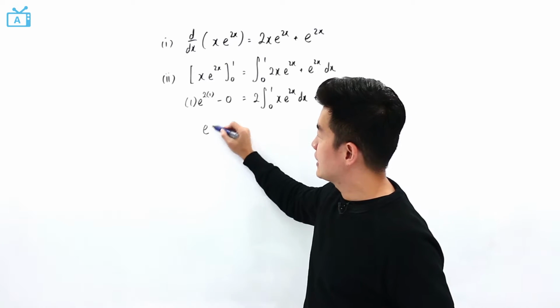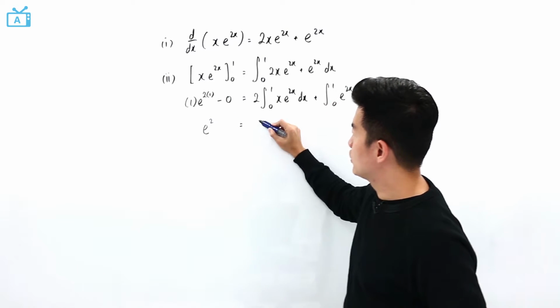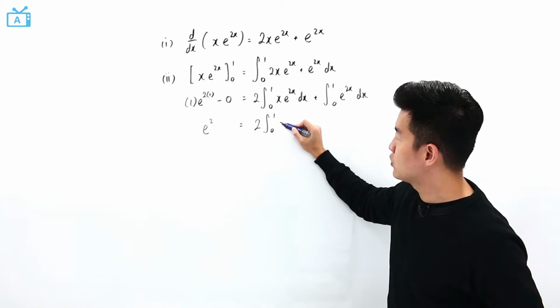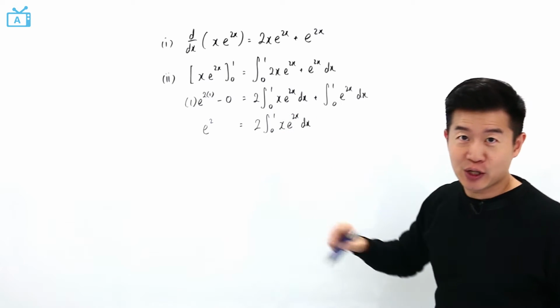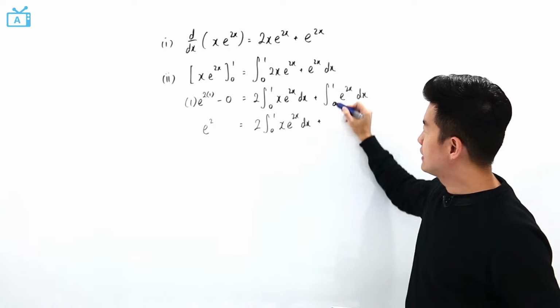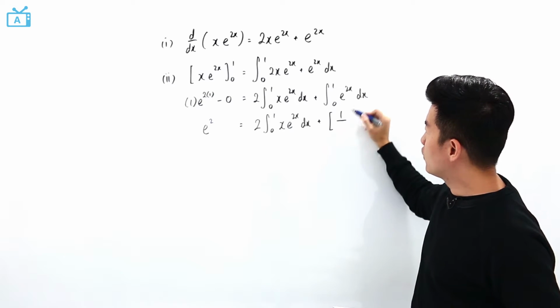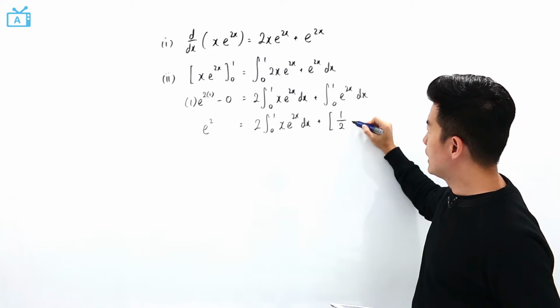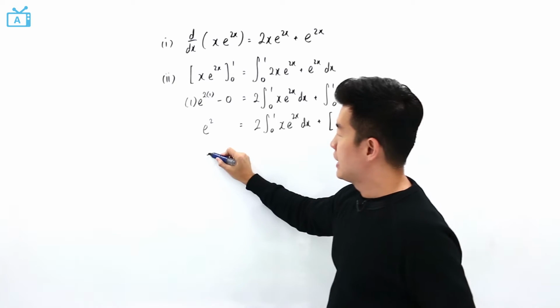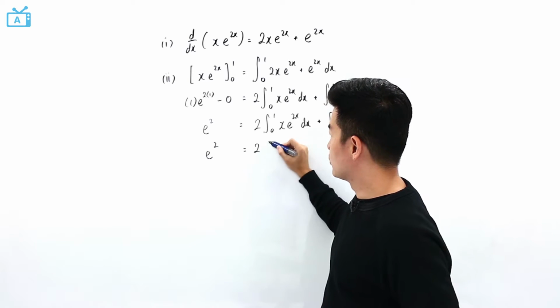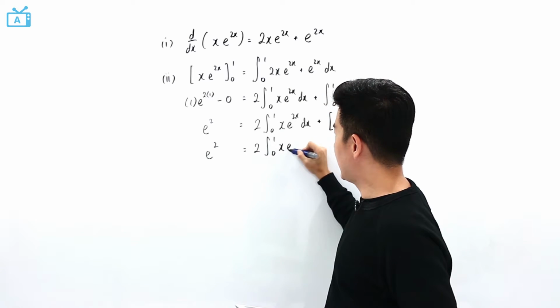So over here on the left-hand side is e to the power of 2. This is equal to 2 integration from 0 to 1 x e to the power of 2x dx, which is actually what the question wants us to find. Then this, if I were to integrate, it will be 1 over the coefficient of x, which is 2, then e to the power of 2x from 0 to 1.